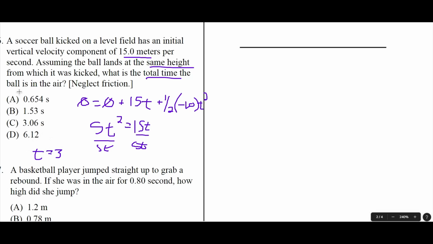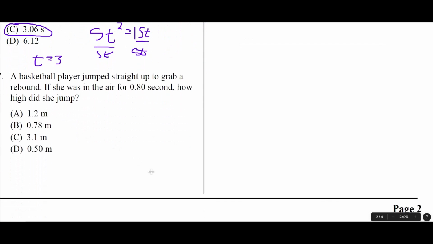Now, there's no number that's exactly 3. That's because this problem probably used 9.8 instead of 10. It's fine. You just look for the one that's closest to 3. And that's it. All right, here's the next one. Pause the video, work it yourself, and we'll go over it in a second.